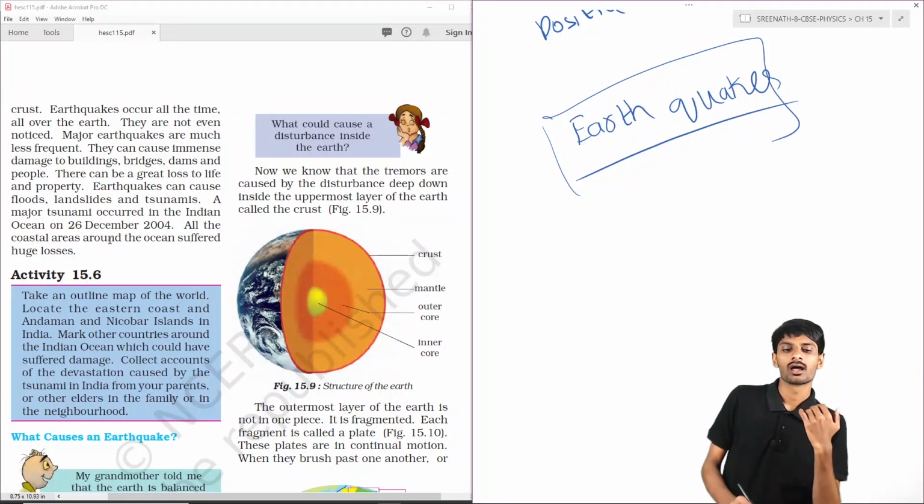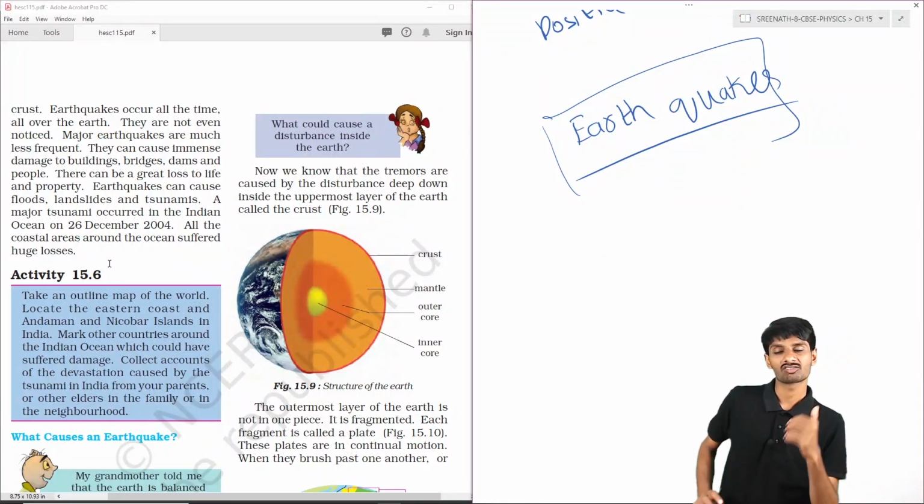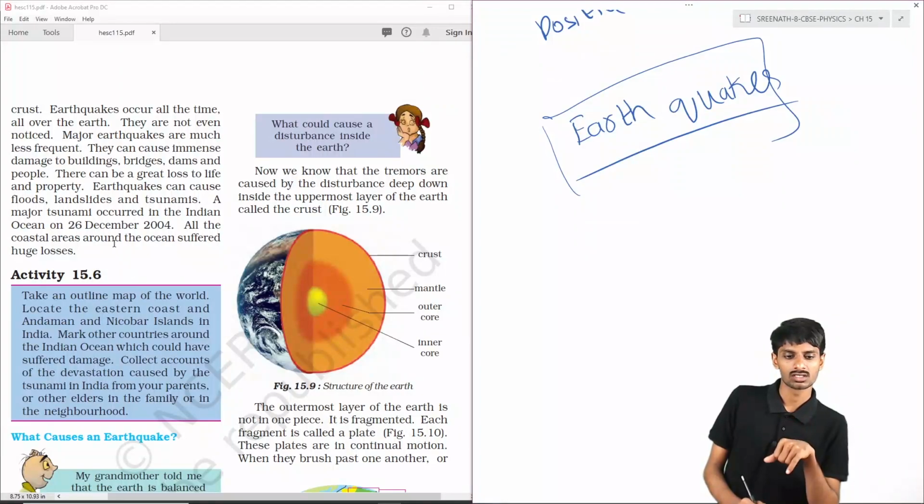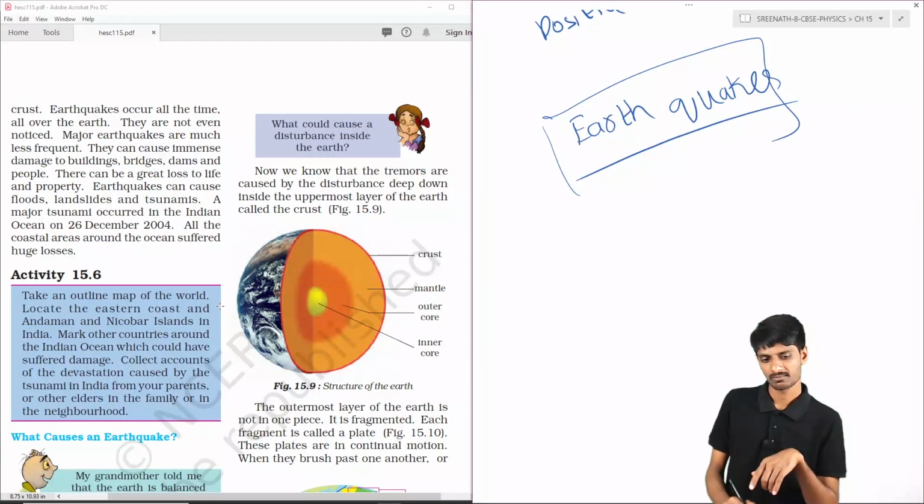Earthquakes will also promote floods, landslides and tsunamis. A major tsunami occurred in the Indian Ocean on 26 December 2004, and all the coastal areas around the ocean suffered huge losses.